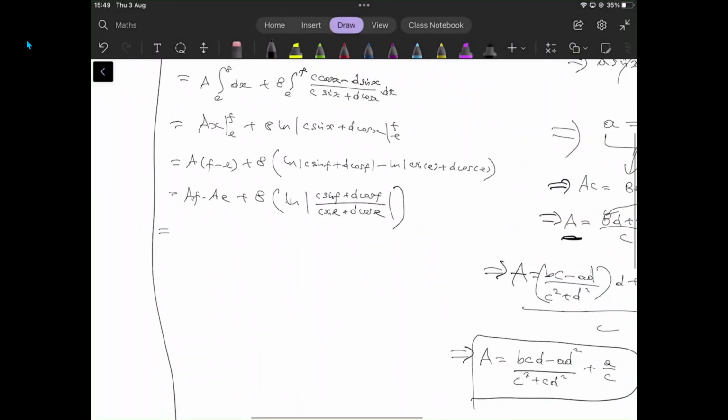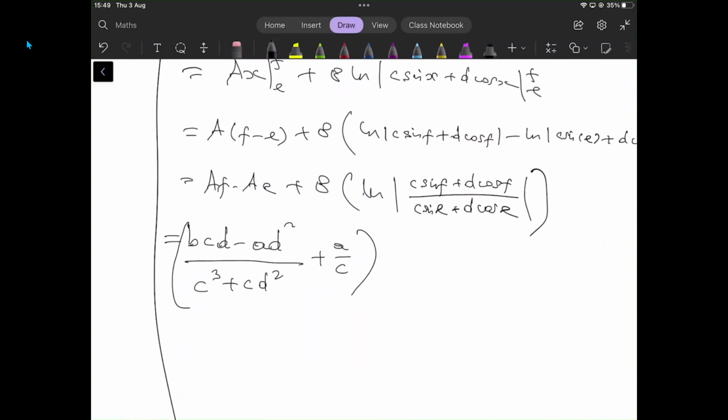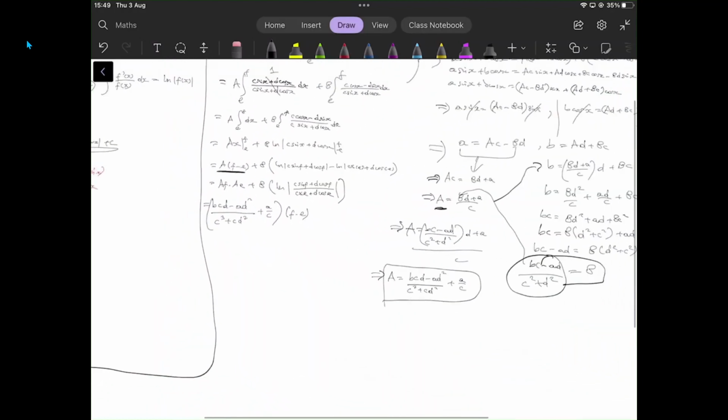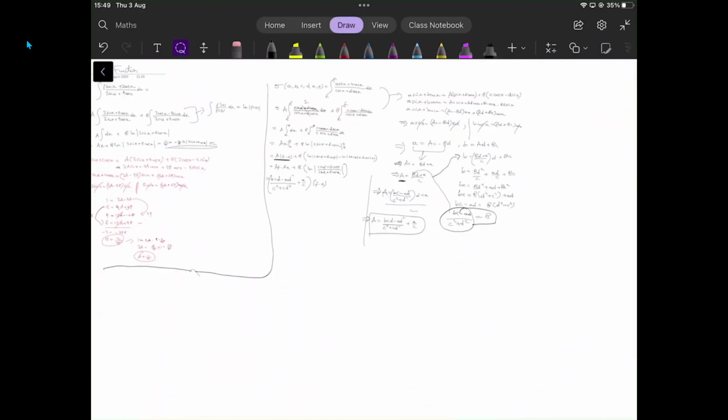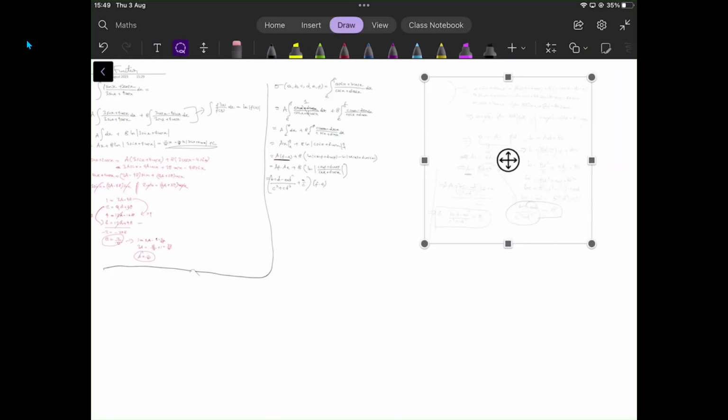Okay, so let's replace capital A with, that's just a nightmare to write, BCD minus AD squared all over C cubed plus CD squared plus A over C. Okay, you know what? I'll keep it like this. That's A times F minus E, like that, just so that it's not as much of a nightmare to write. And then let me just lasso select and move all of this stuff just over here, just to give myself more space. Perfect. All right.